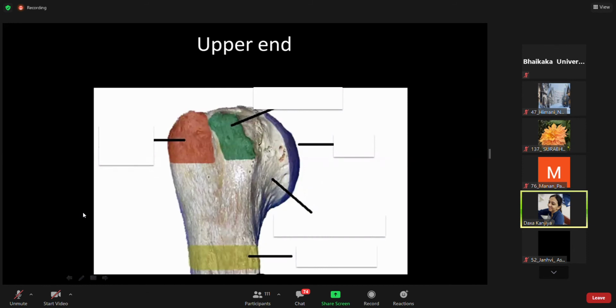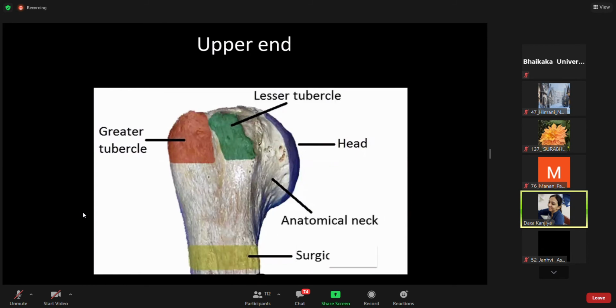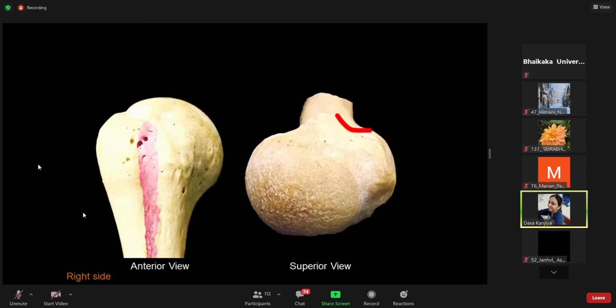Now the parts of the upper end are the head, greater tubercle, lesser tubercle, anatomical neck, and surgical neck. The structures which wind around the surgical neck posteriorly include the axillary nerve and posterior circumflex vessels. Then in between the greater and lesser tubercle, there is the bicipital groove or the intertubercular sulcus.